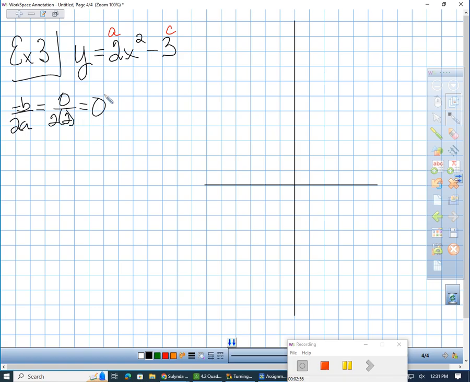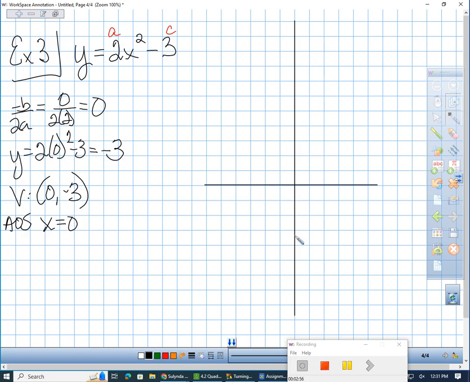To find my y value, I'm going to plug that in. Y equals 2 times 0 squared minus 3 gives me negative 3. So I have a vertex at 0, negative 3. I have an axis of symmetry at x equals 0. 1, 2, 3, right there. And here's my axis of symmetry.